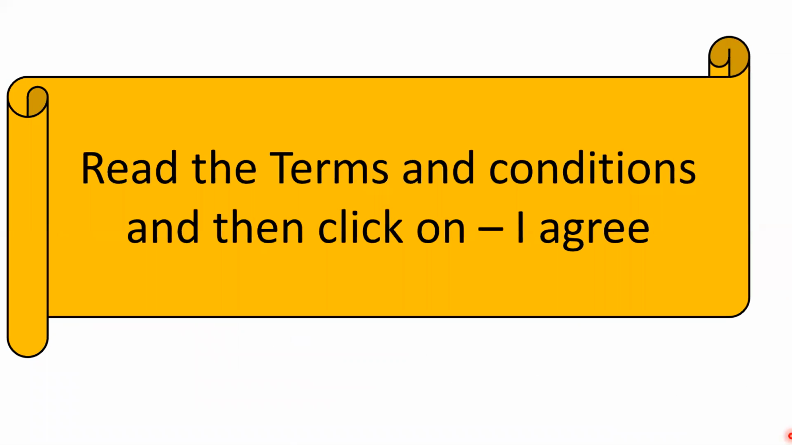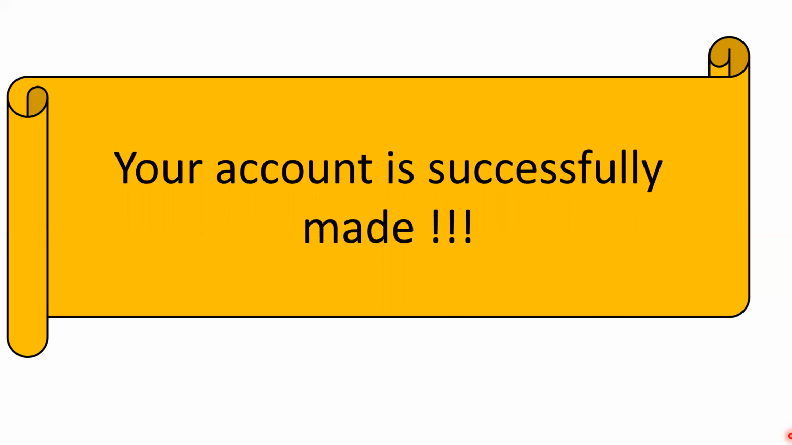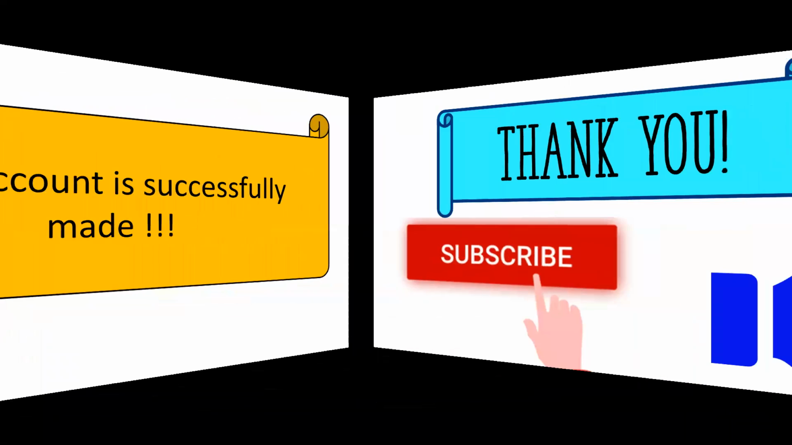Now on the next page, you will get the terms and conditions. Read the terms and conditions and then click on I agree, if you agree. I'm not forcing you to click on it. Your account is successfully made. Once you click on I agree on the terms and conditions, you'll get the inbox of your new account. So your account is successfully made.